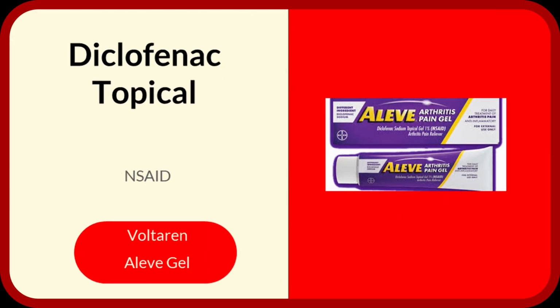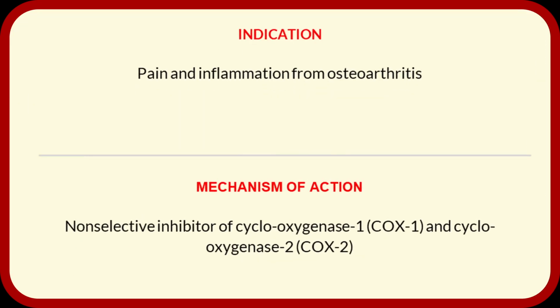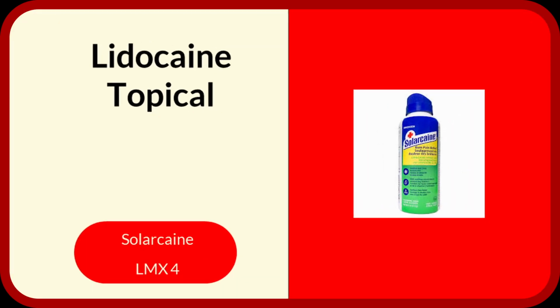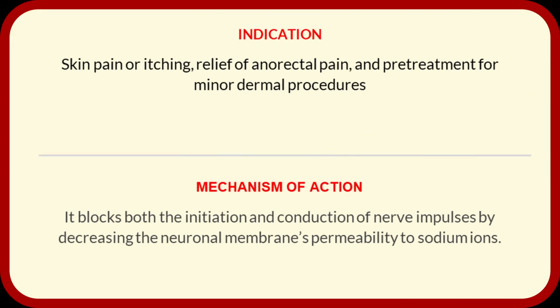Diclofenac topical, having brand names Voltaren or Aleve gel, is used to treat pain and inflammation from osteoarthritis. It's a non-selective inhibitor of COX-1 and COX-2. Lidocaine topical, found in brands like Solarcaine, LMX4, or Ubernumb, is useful for skin pain or itching, relief of anorectal pain, and pretreatment for minor dermal procedures.